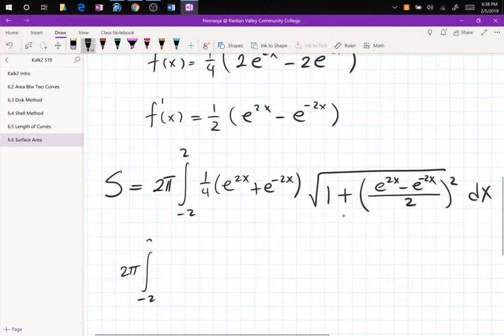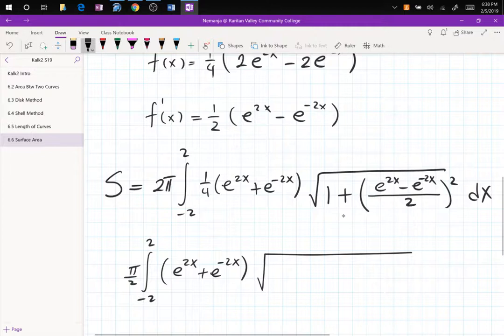2 pi integral negative 2 to 2. It's going to be pi over 2 in front, because the quarter gets kicked out. So now you have your e to the 2x plus e to the negative 2x, and now we work out the stuff inside. So what do we have? We have 1 plus, this is e to the 2x over 2, so that's going to be e to the 4x over 4. Are we all green on that? E to the 2x times itself is e to the 4x, and then you have a half on the bottom, so 2 times 2 is 4.